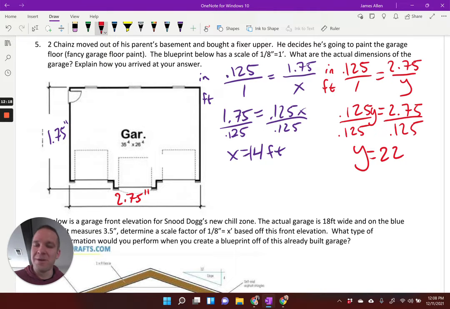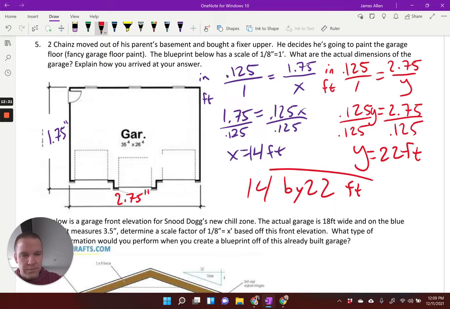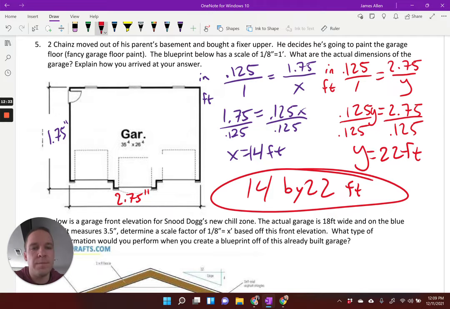Weren't those the dimensions we had for the other one? Weird. Oh, I think they were because it was like 1/4 inch equals 2 feet. So it's kind of the same scale factor. All right, whatever. So we've got 14 by 22 feet. 14 feet by 22 feet. I think that's good. We've just explained how we arrived at it.